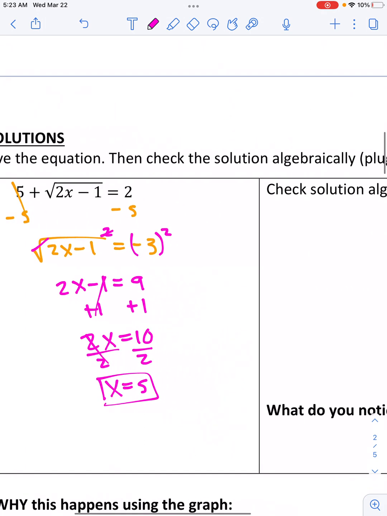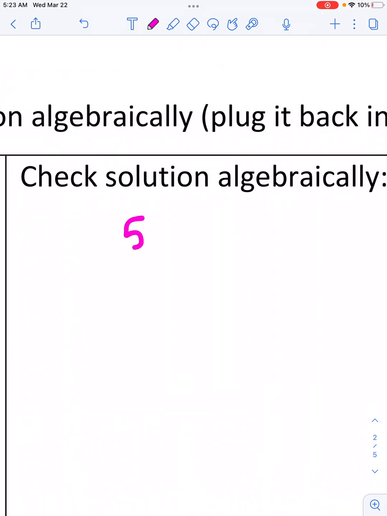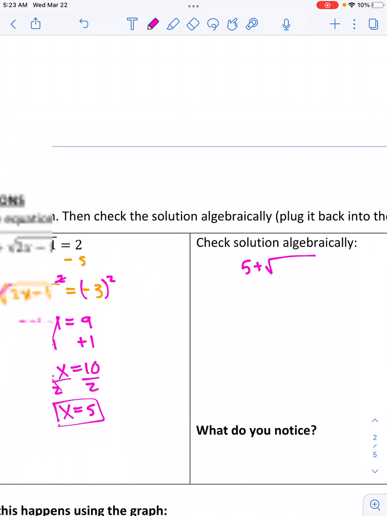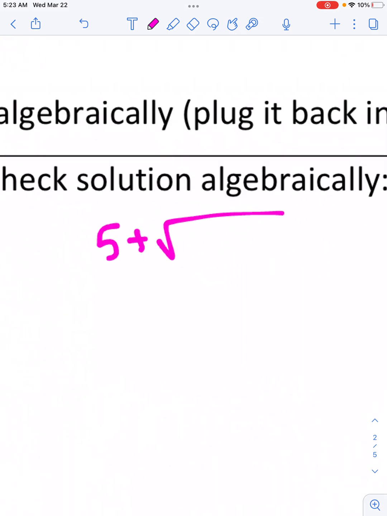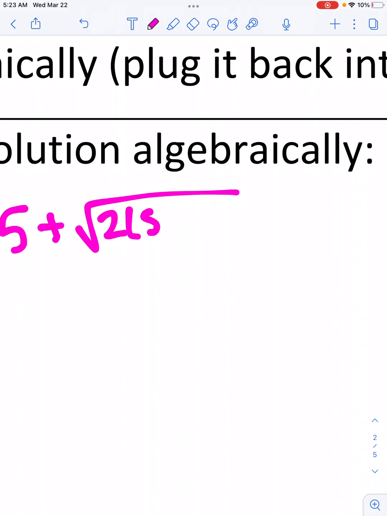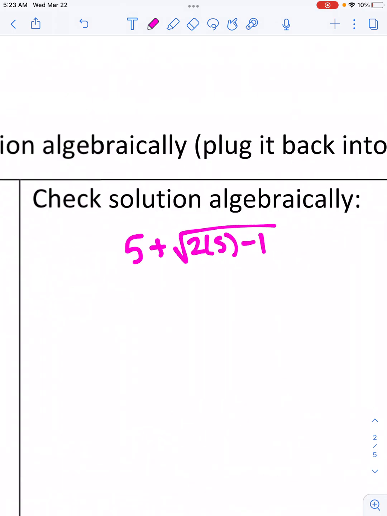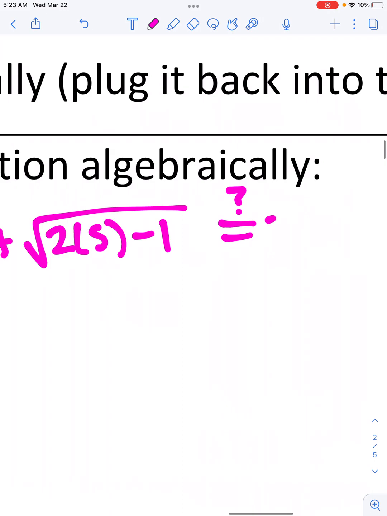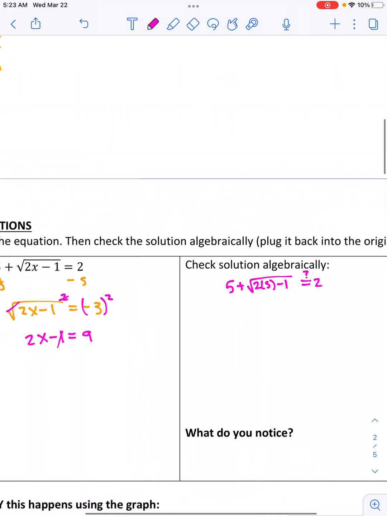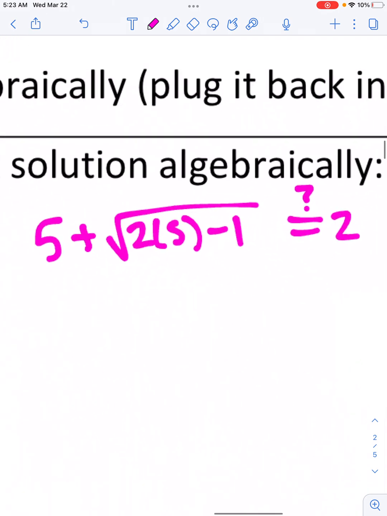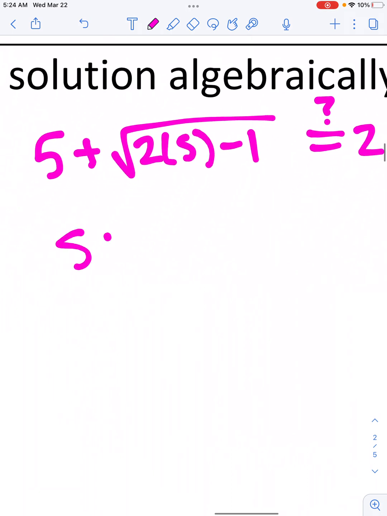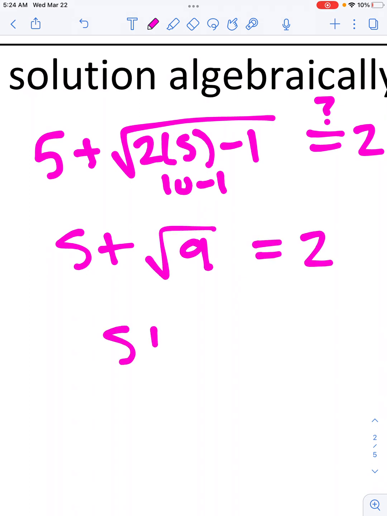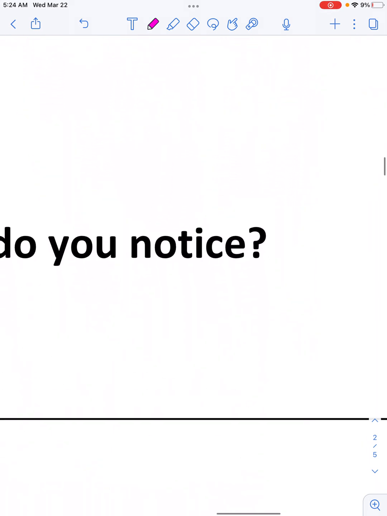But then if I go to plug 5 back in, so 5 plus square root of 2 times 5 minus 1, we're checking, does that equal 2? So just plug 5 back into the original equation and see if it makes it true. So we have 5 plus, and that's 10 minus 1, so square root of 9. And that'll be 5 plus 3, which does not equal 2. All right, so it doesn't work.